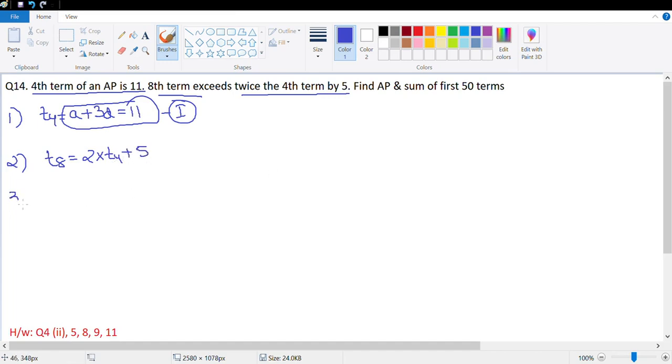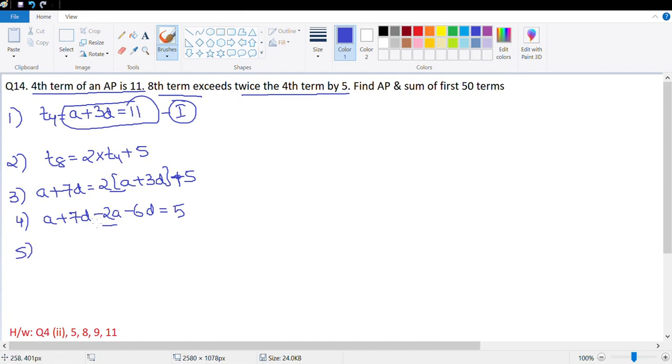Okay, now let's substitute values. T8 is equal to A plus 7D. 2 times T4 is equal to 2 times A plus 3D, plus 5. Right, let's bring everything on one side. So A plus 7D minus 2A minus 6D. That's 2A. When I bring it on the other side becomes negative. 2 into 3D, 6D. When I bring it on the other side becomes negative 6D is equal to 5. A minus 2A, that's negative A. 7D minus 6D, that's plus D, is equal to 5. That's my second equation. This will help me figure out the AP.